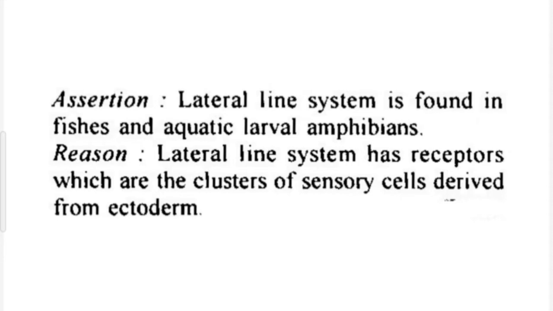Correct explanation for assertion is that the lateral line system found in fishes and aquatic larval amphibians is to detect the movement and pressure changes in its surroundings.